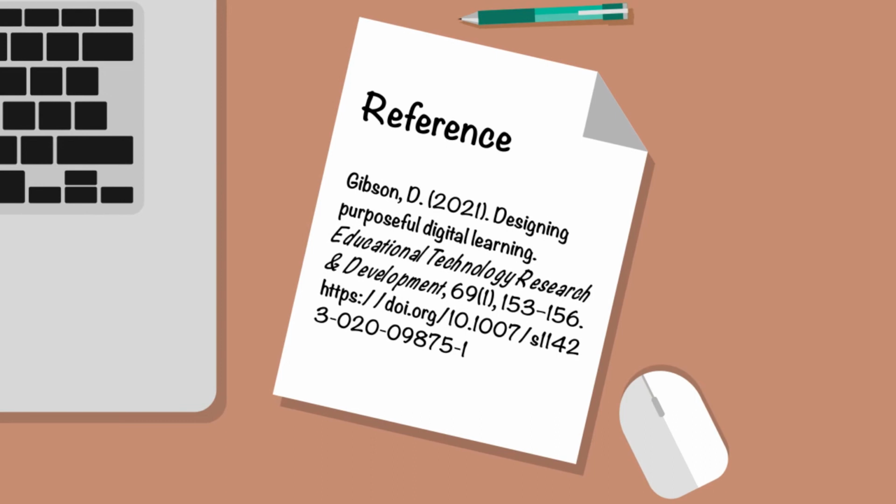In a reference for a journal article, you will usually see the authors of the article, the year it was published, the article title, the journal title, the volume and issue, page numbers, and the DOI, which is a unique identifier for the article. You will need some of these elements to successfully locate the article.